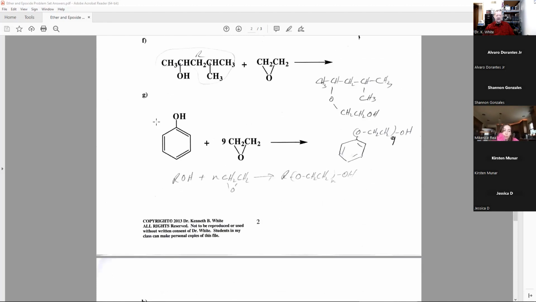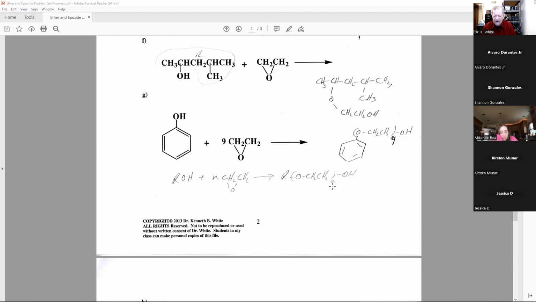Now, if we look at G, I've got a benzene ring, but benzene will not react with 9 molecules of ethylene oxide, but carbon with an OH group, that's an alcohol. And here, R is the benzene ring. The general reaction is alcohol, N moles of ethylene oxide, and you get this polyether alcohol.